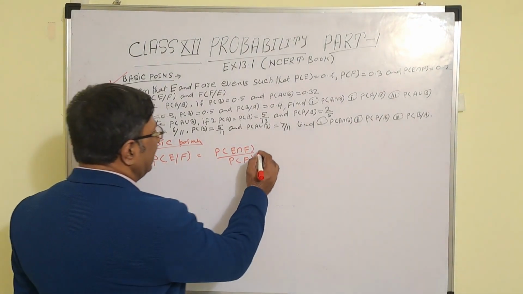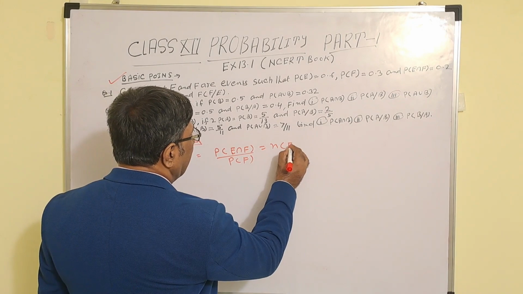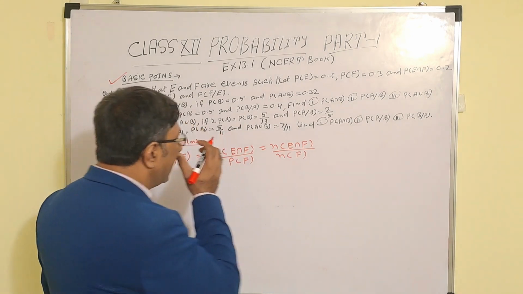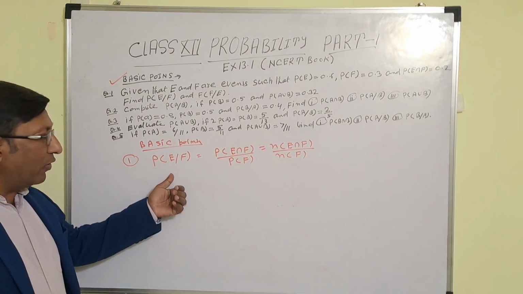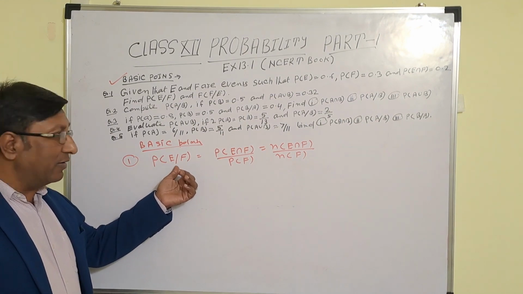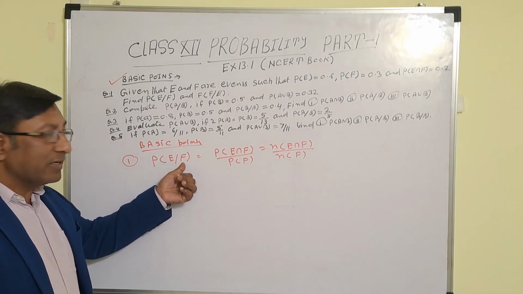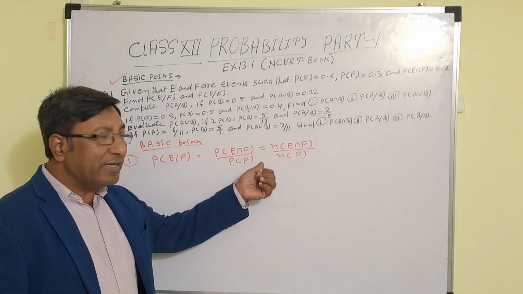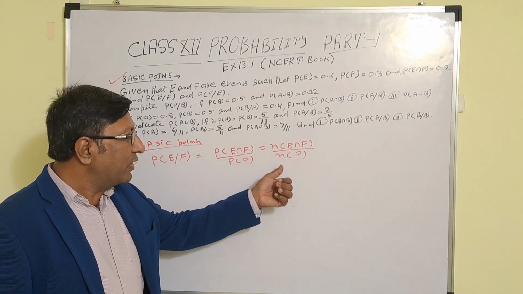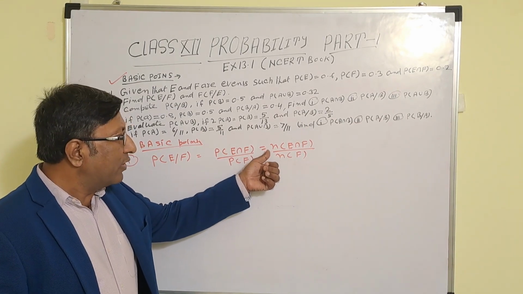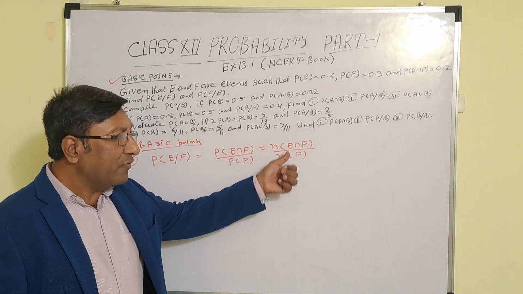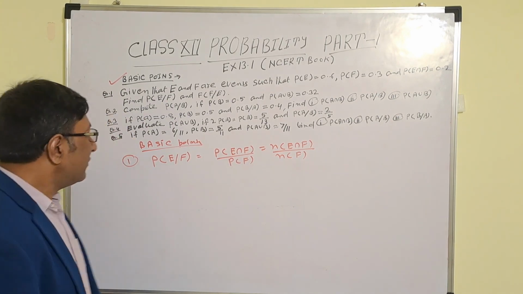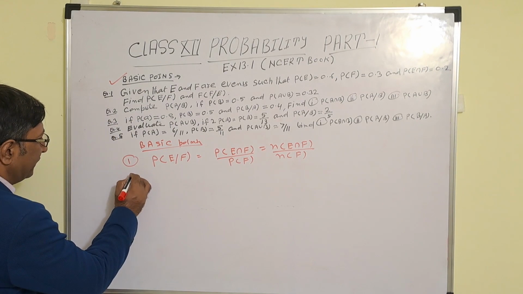You can also write this as N of E intersection F divided by N of F. Both are same. So probability of E when F has already occurred is probability of E intersection F divided by probability of F, and this can also be written as N of E intersection F divided by N of F. यानी total number of elements, members of E intersection F divided by total number of members or elements of F. Okay.